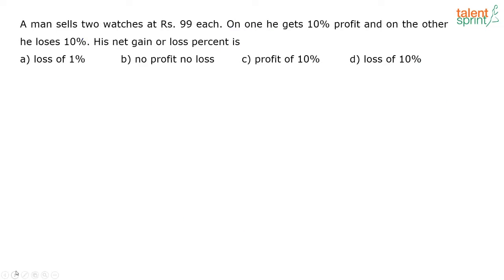Next question. A man sells 2 watches at rupees 99 each. On one he gets 10% profit and on the other he loses 10%. His net gain or loss percentage is dash.